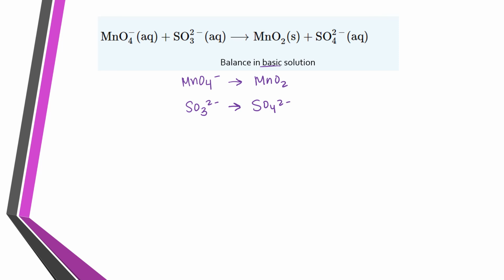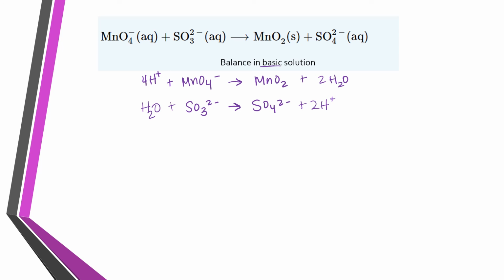So now I have to balance these oxygens. I have 4 on the left, I have 2 on the right, so I'm going to add 2 waters, which gives me 2 times 2, 4 hydrogens, so I'm going to add that on the left. The bottom, I have 3 oxygens on the left and 4 on the right, so I'm going to add 1 water on the left to balance that oxygen, which gives me 2 hydrogens. I'm going to add 2 on the right.